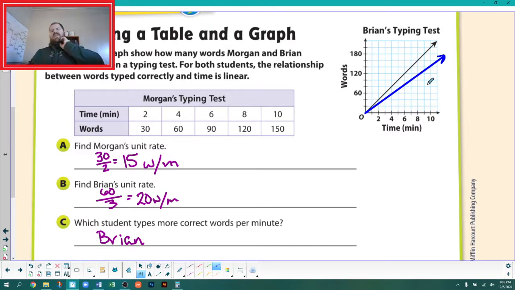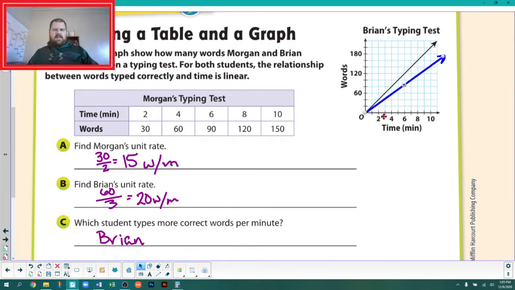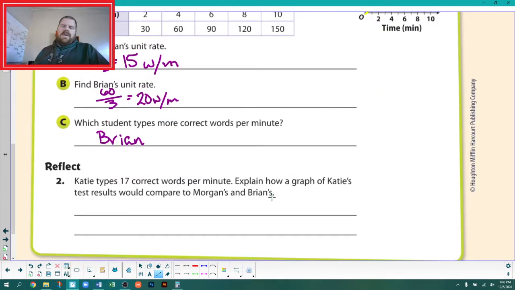And so this has a unit rate of 15, this has a unit rate of 20, and I would say that somewhere in the middle, let's put it in yellow, somewhere in the middle of those two, yeah, here we go, would be this new person, Katie's results. Okay. So explain how the graph of the test results would compare.